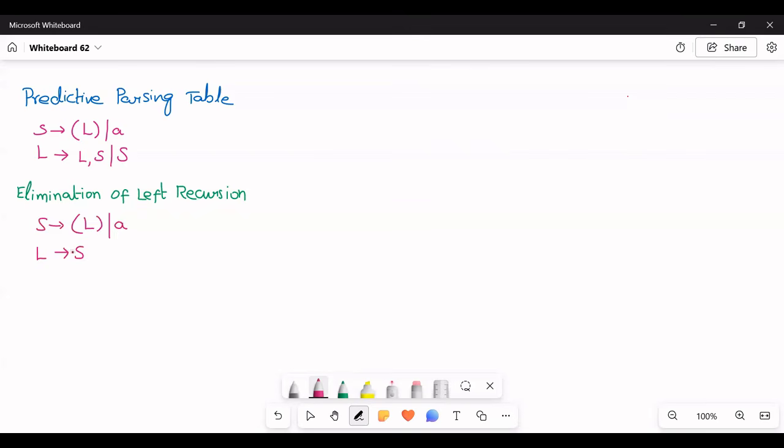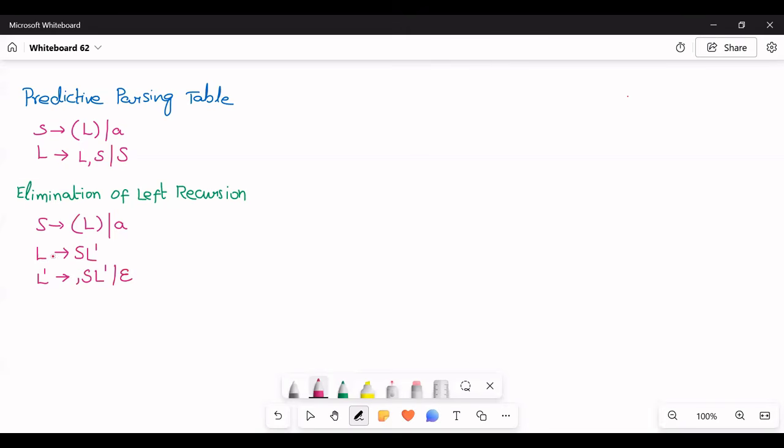Then we need to introduce a new non-terminal symbol. For example, here we have considered L prime, or we can call it L dash. Then this new symbol L dash tends to, from the left recursive production, we have to write all the symbols except the first symbol. So here comma and S, comma and S. Then we have to rewrite the same new symbol, L dash, then bar epsilon. So this is a way to eliminate left recursion from the grammar.